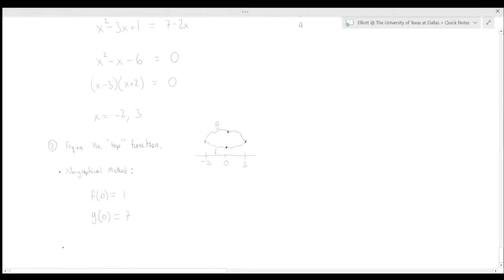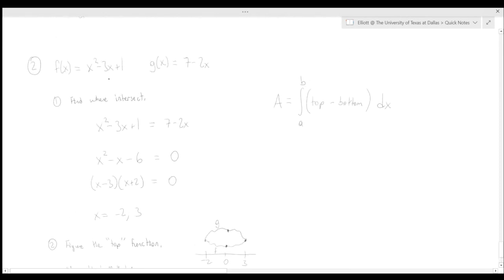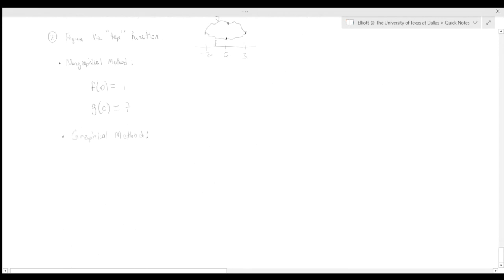Now, of course, just having a rough idea about what it looks like will also help. From what I can tell, most of your problems are probably going to be fairly simple. It's probably going to involve a parabola and a line. So here, this is a parabola because it's quadratic. It'll open upwards because the coefficient of x squared is positive. So you know that f of x will look like this.